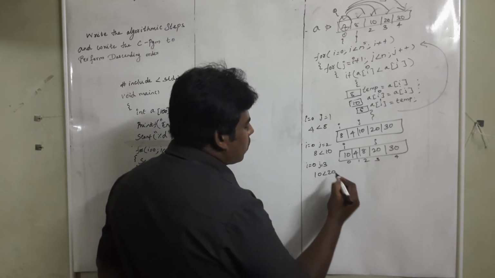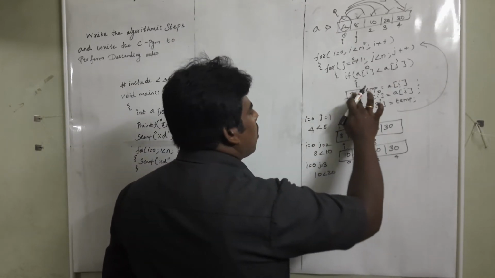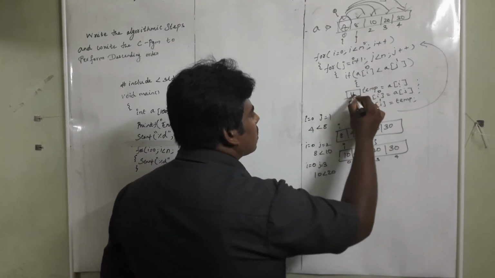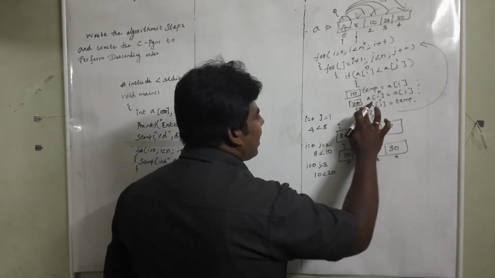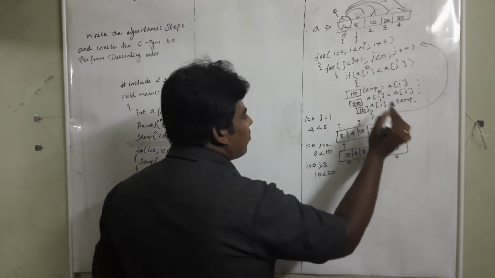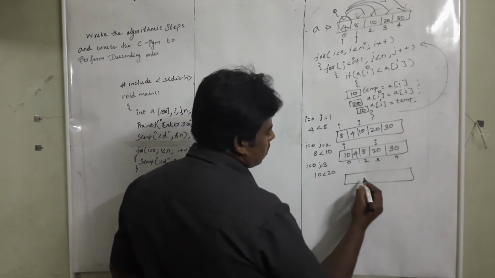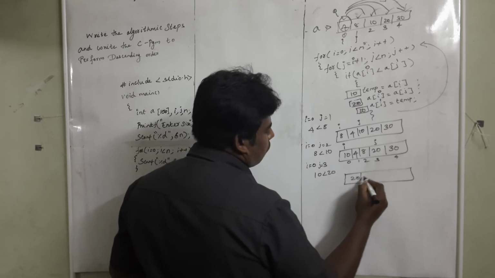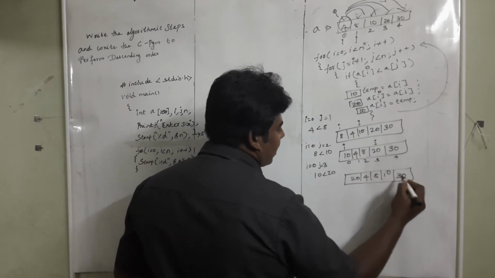10 less than 20. Again condition is true. So swap it. Now a of i is 10. What is a of j? 20. Here again 10. 10 value will be swapped here, right? So how do you get the array? 20, 4, 8, 10, 30.